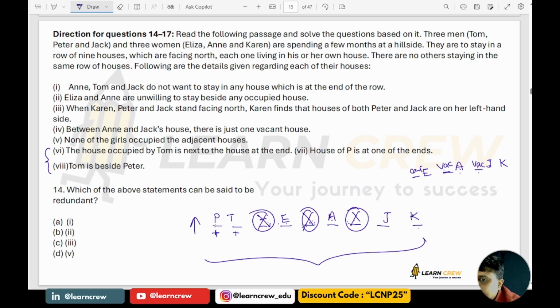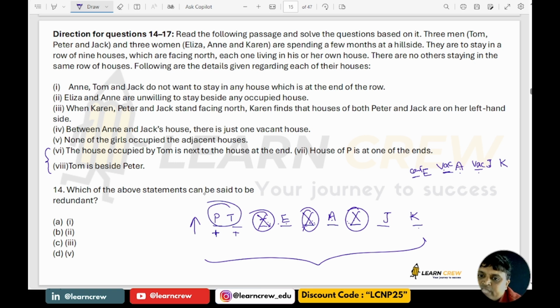Why have I not taken P and T here? Because it is given that J is to the left of K. J as well as P are both to the left of K. So if I take T and P here, then J would be on this side, so that won't be satisfied. That's why I have taken P and T here. Now question number 14.